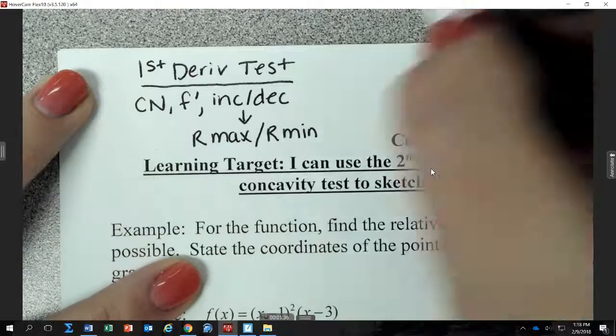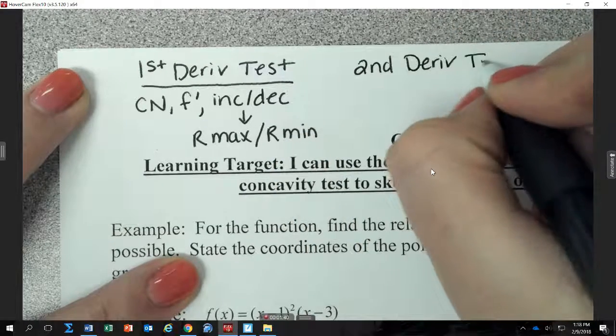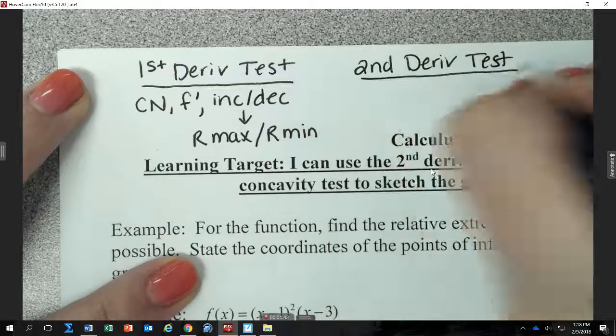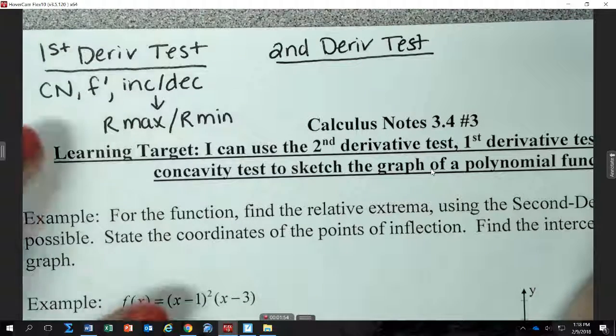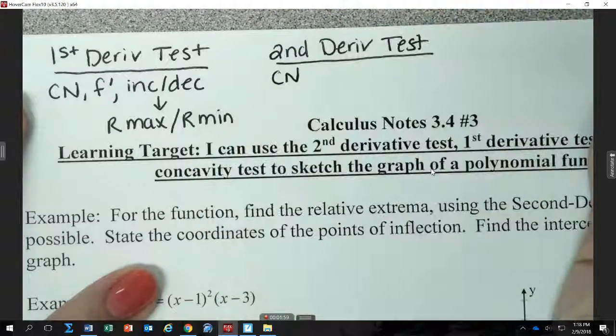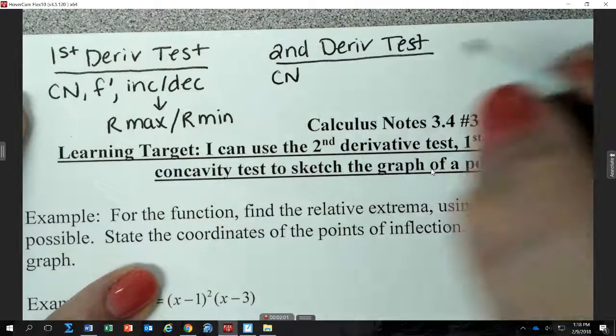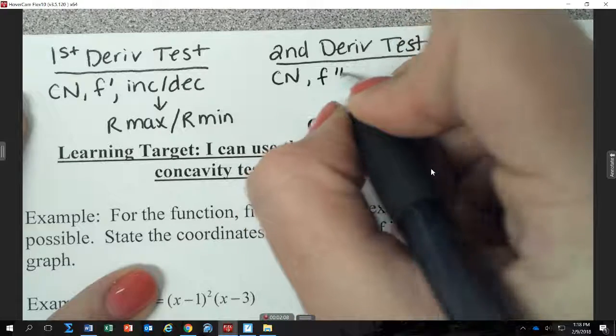Then we have the second derivative test. So in the warm-up, we did the second derivative test. What's the whole point of the second derivative test? Again, it's to determine if you have a relative max or min. Okay, it's just the way we go about it is a little bit different. I'm going to figure out what my critical numbers are, right? Where do I plug in those critical numbers? Into the second derivative, right?